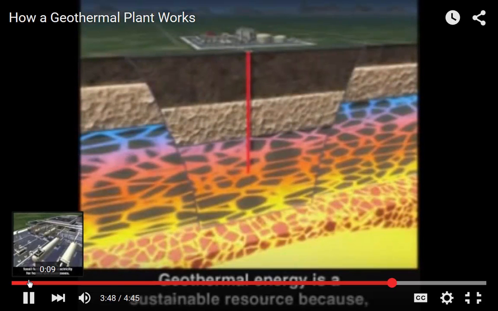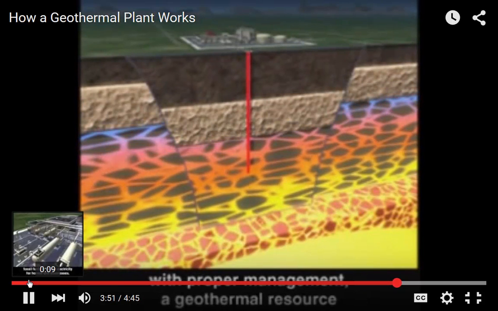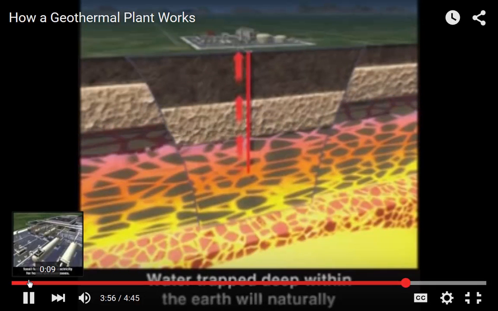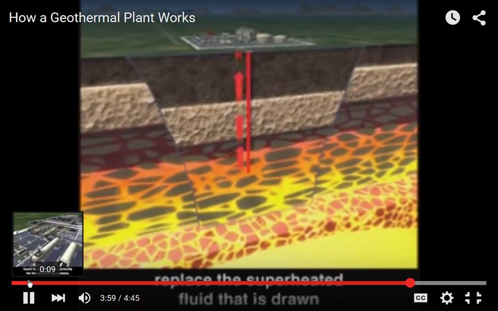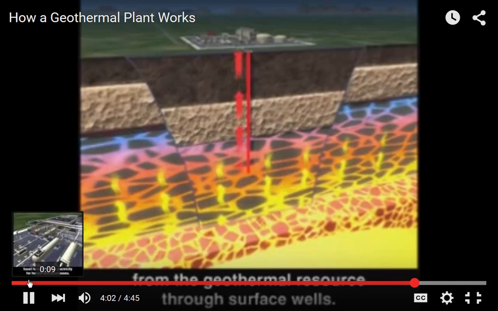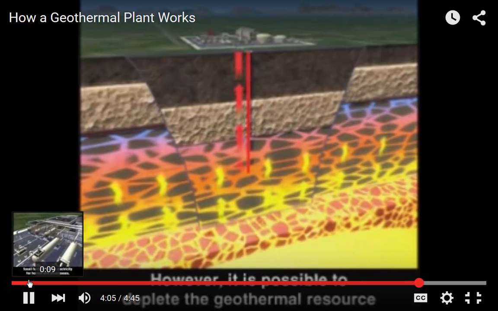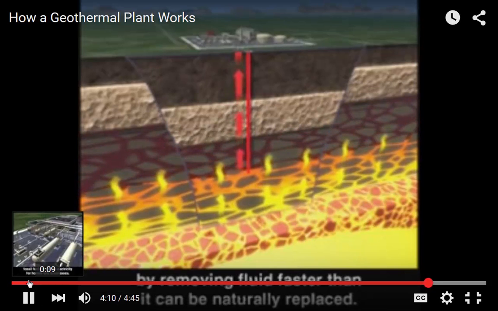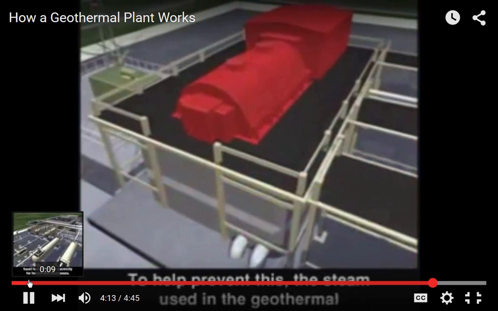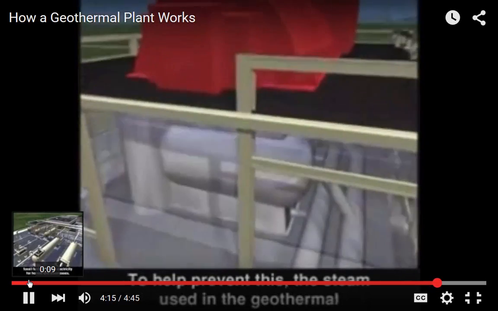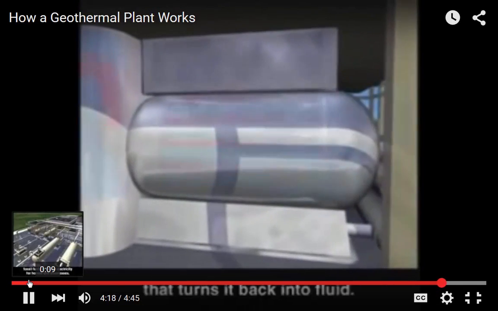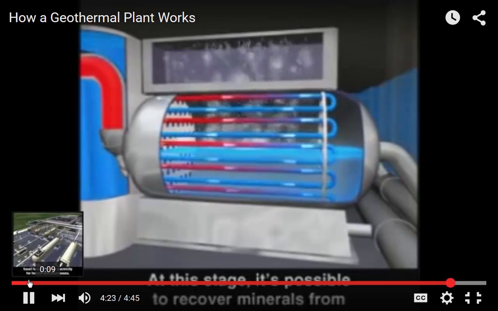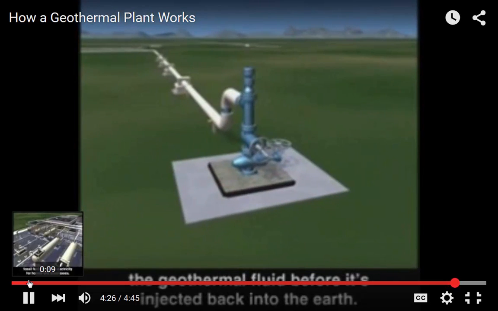Geothermal energy is a sustainable resource because with proper management, a geothermal resource can remain a renewable source of energy. Water trapped deep within the earth will naturally replace the superheated fluid that is drawn from the geothermal resource through surface wells. However, it is possible to deplete the geothermal resource by removing fluid faster than it can be naturally replaced. To help prevent this, the steam used in the geothermal power plant passes through a condenser that turns it back into fluid. At this stage, it's possible to recover minerals from the geothermal fluid before it's injected back into the earth.